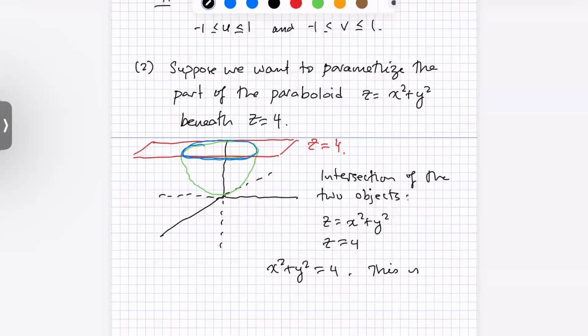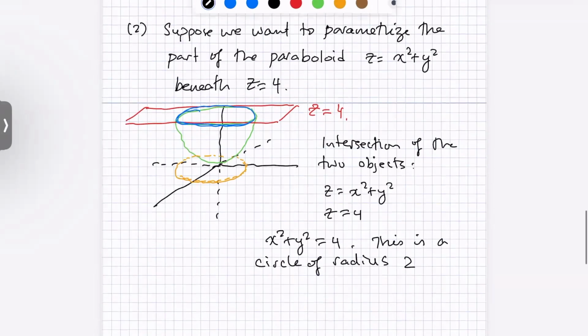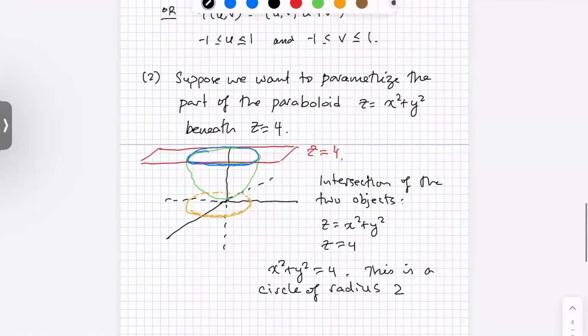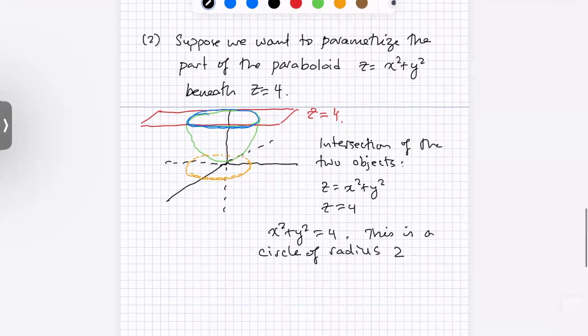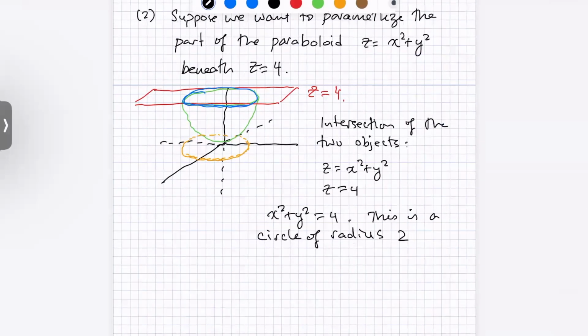Okay. This is a circle of radius 2. Now, what you want to do in this situation is imagine that you're casting a shadow. So this blue circle right here, imagine that you're casting a shadow, and this becomes this circle down here onto the xy plane. And so what happens is that instead of a square, like we had up here, we actually have a circular domain. And circular domains are rendered by polar coordinates.